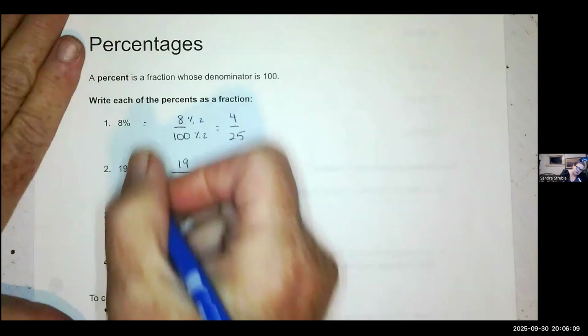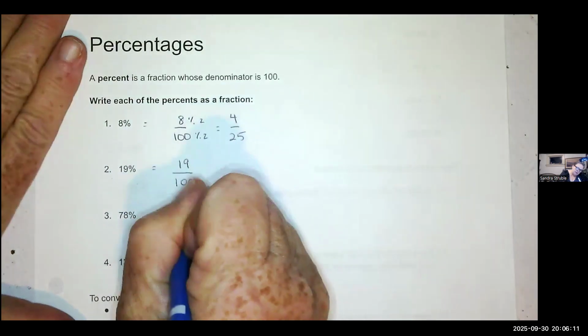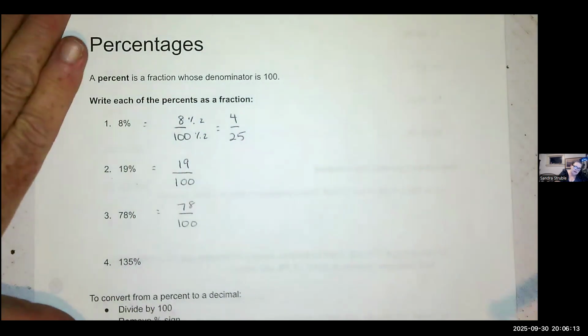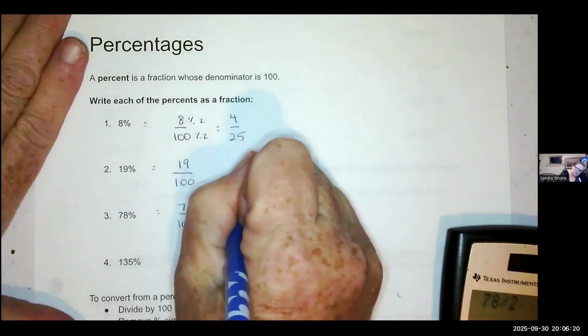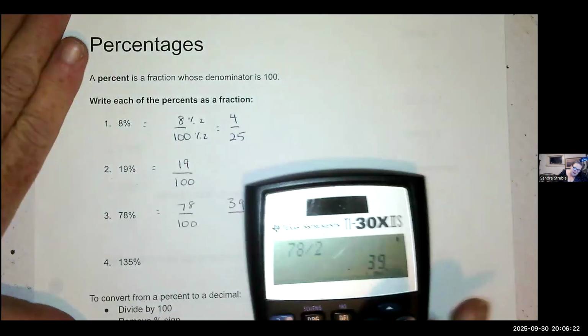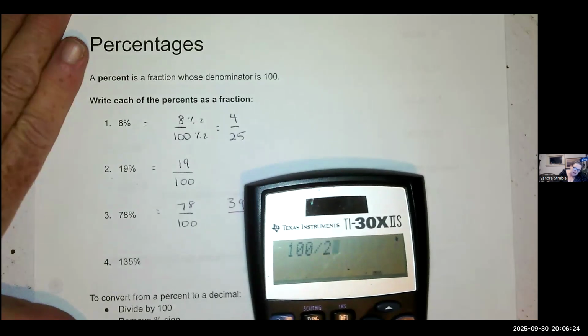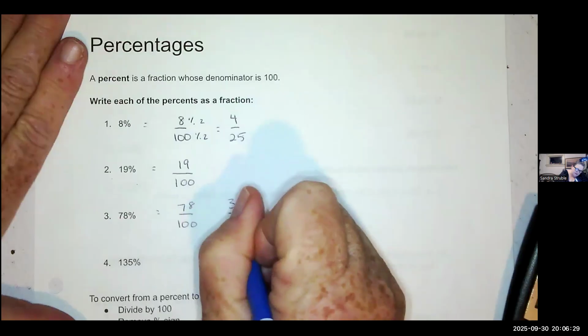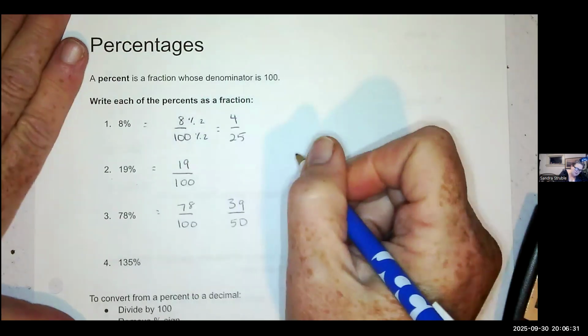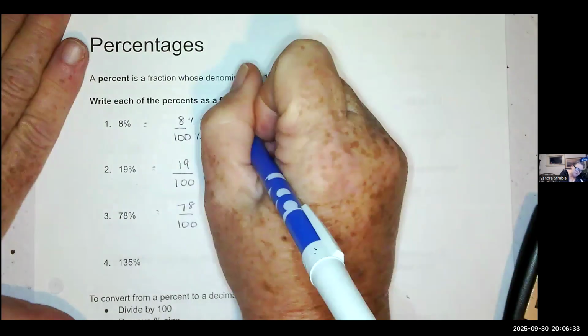Okay, so 78 divided by 100, we can reduce that. I do know that 78 is divisible by 2. It gives me 39. And 100 divided by 2, because they're both even, is 50. Ooh, this was wrong. 100 divided by 2 is not 25. It's 50. I am losing my mind.